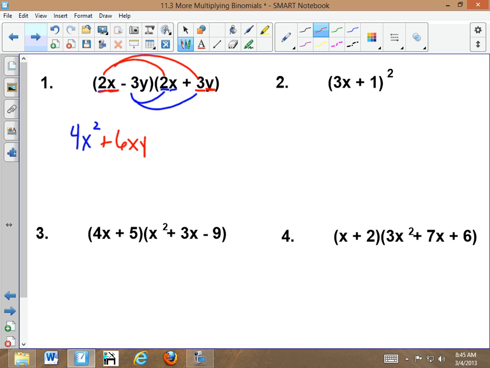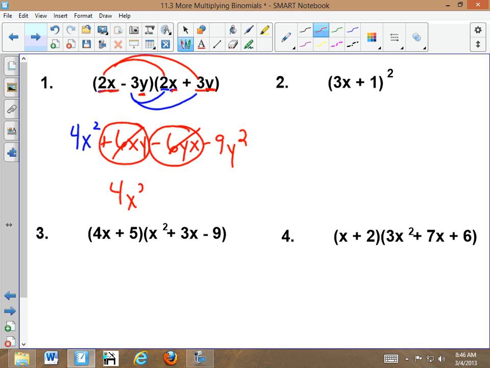So now we move on to the 3y. Negative 3 times 2. What's negative 3 times 2? Negative 6. How many y's do I have? 1. How many x's do I have? Now I move on to negative 3 times positive 3. What's negative 3 times positive 3? How many y's do I have? 2. What's 6 minus 6? X, y, and yx are the same thing. What's 6 minus 6? They cross out. 4x squared minus 9y squared is my answer.